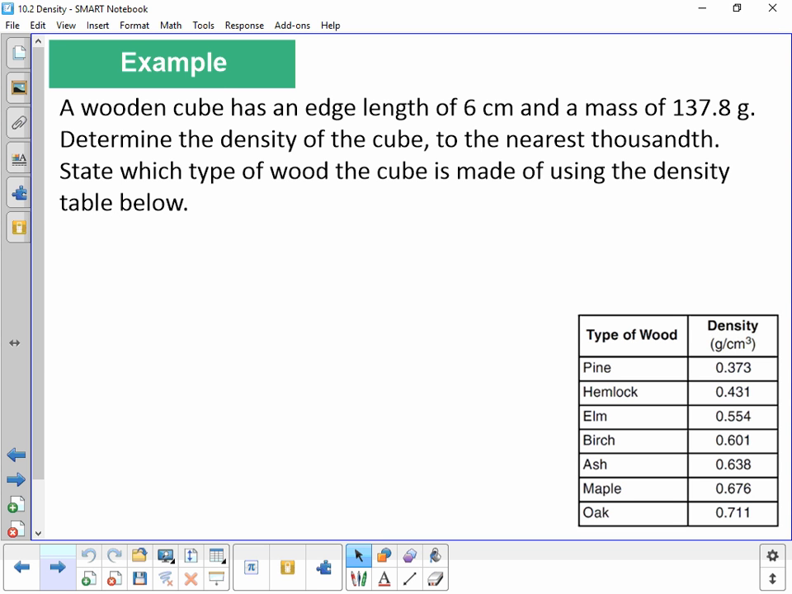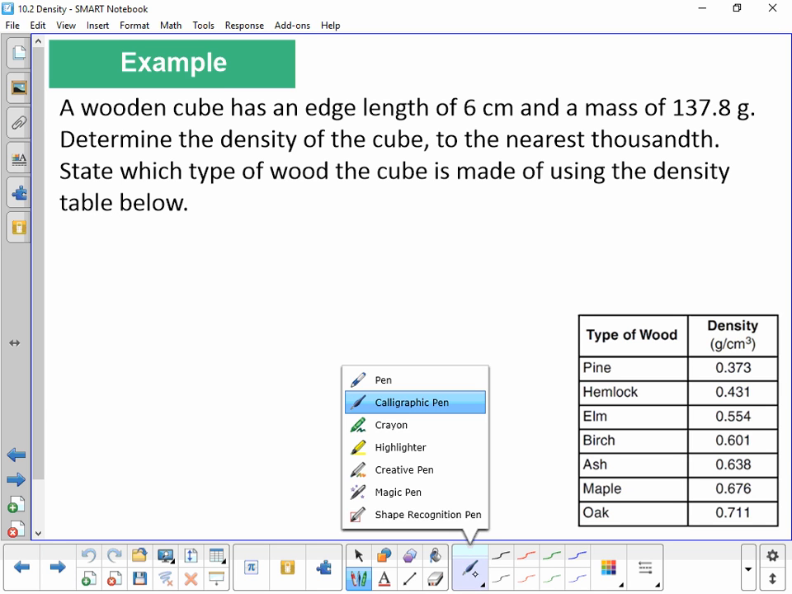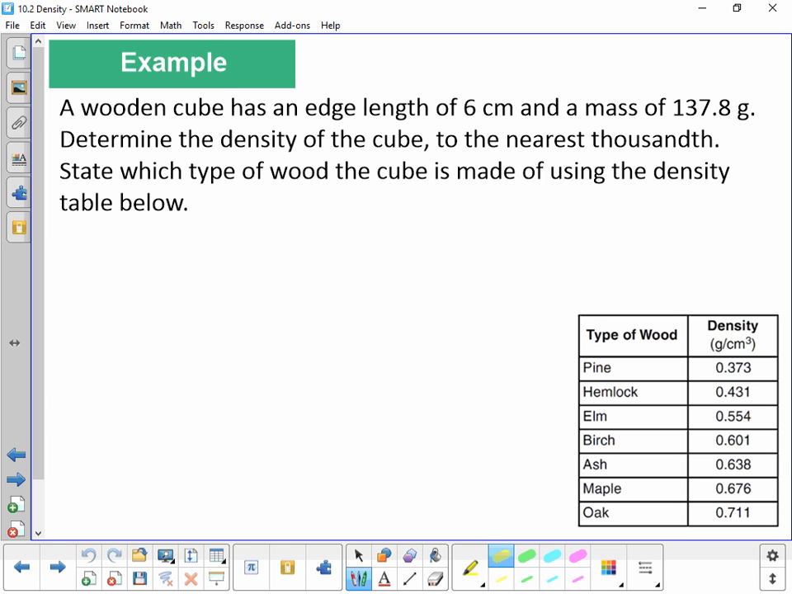A wooden cube has an edge length of 6 centimeters and a mass of 137.8 grams. So we know a little bit about this cube. We know how large it is, and we know its mass. We want to determine the density of the cube to the nearest thousandth, and we want to decide what type of wood it is. Different types of wood have different densities, so over here we have a list of types of wood and their probable average density.